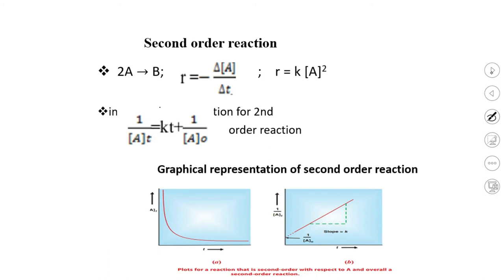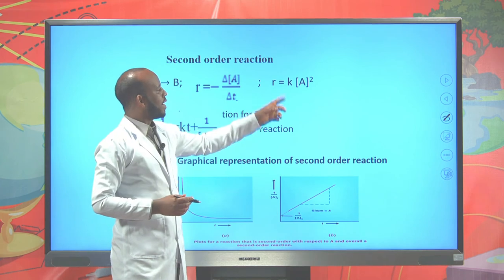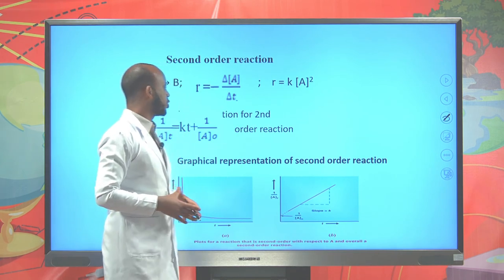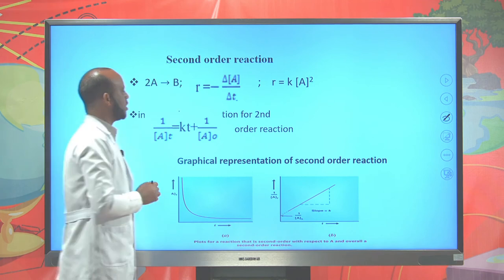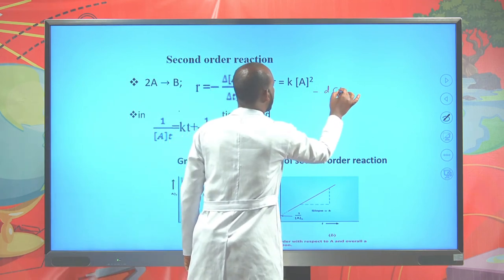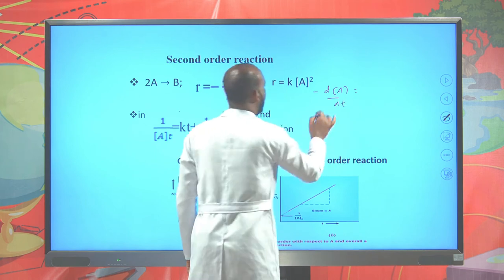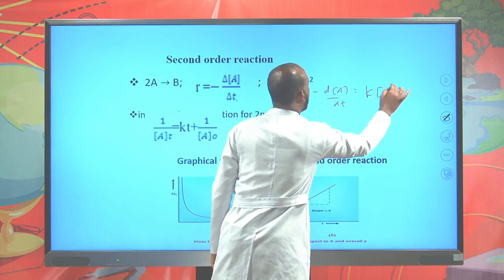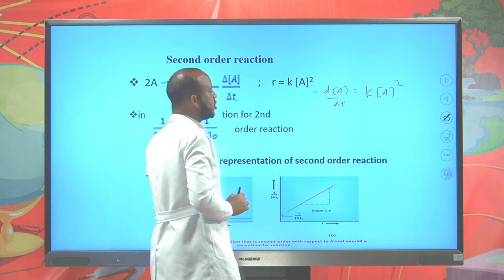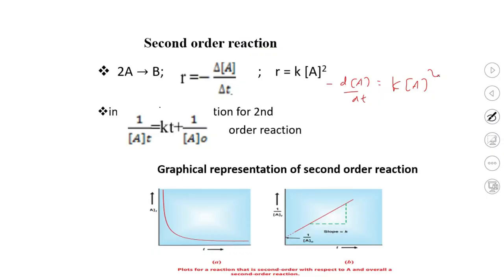Second order reaction. For a simple reaction, A to product, rate equal minus change in concentration of A divided by change in time. Again, rate equal k times concentration of A to the power 2. Now using calculus, we can write this as minus change in concentration of A divided by change in time equal k times concentration of A to the power 2. Rearranging this, we get minus change in concentration of A divided by concentration of A to the power 2 equal k times dt.